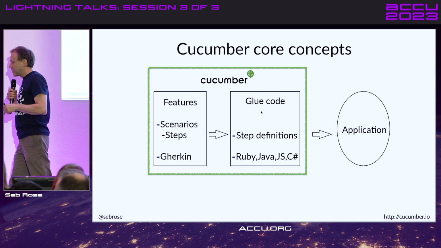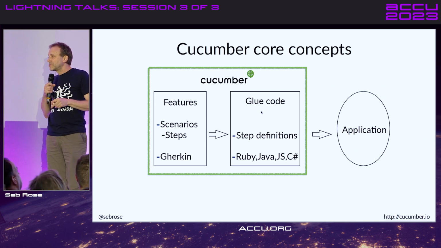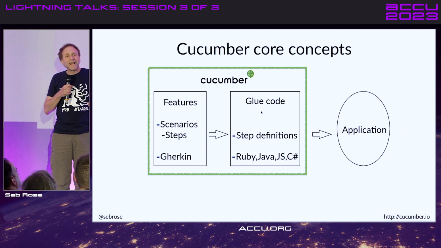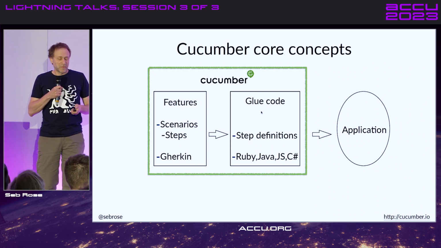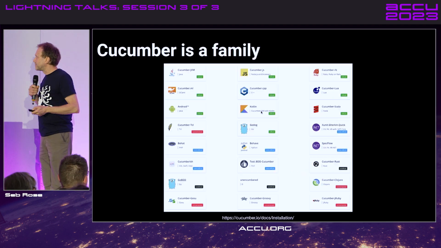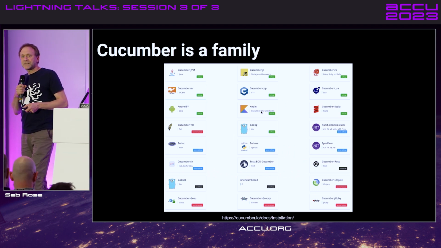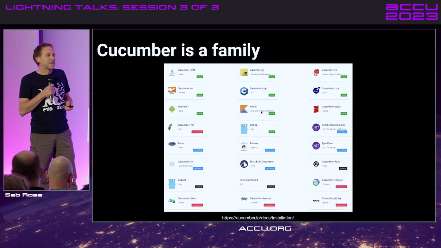So Cucumber, the Cucumber open source project, started off with Ruby. There's a JVM version, there's a JavaScript version, there is a C++ version, though it's not supported, and outside of the core project, there are other implementations or ports of Cucumber. So Cucumber exists in many, many different flavors.